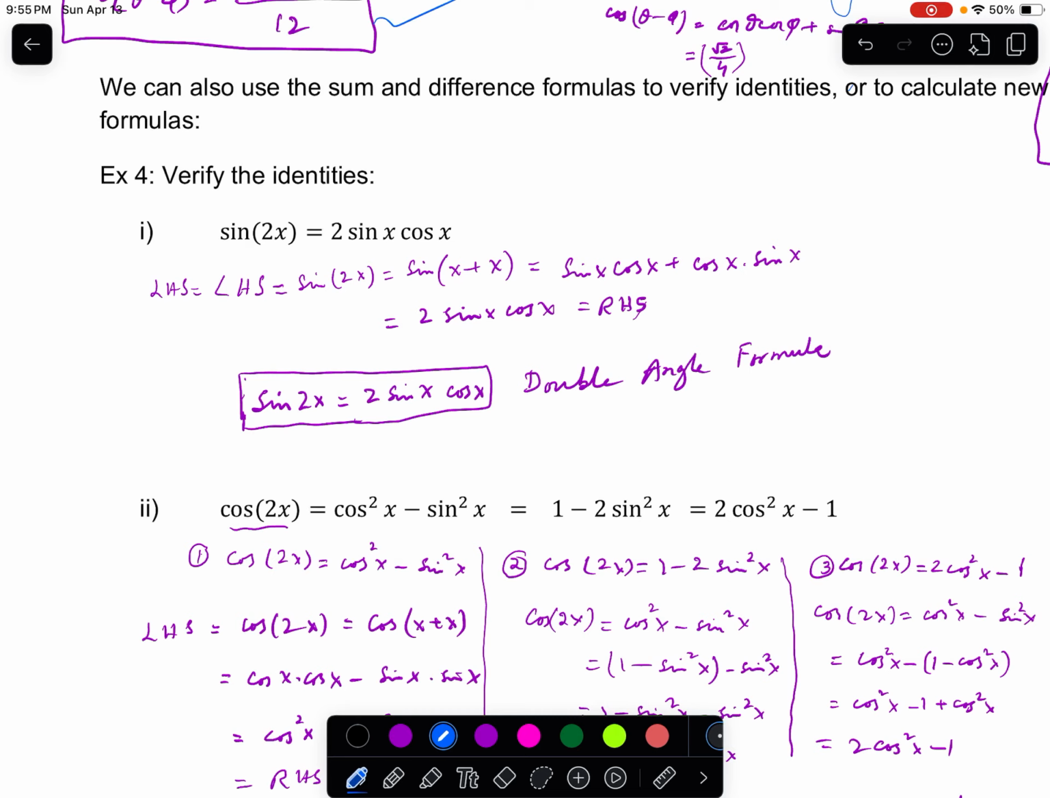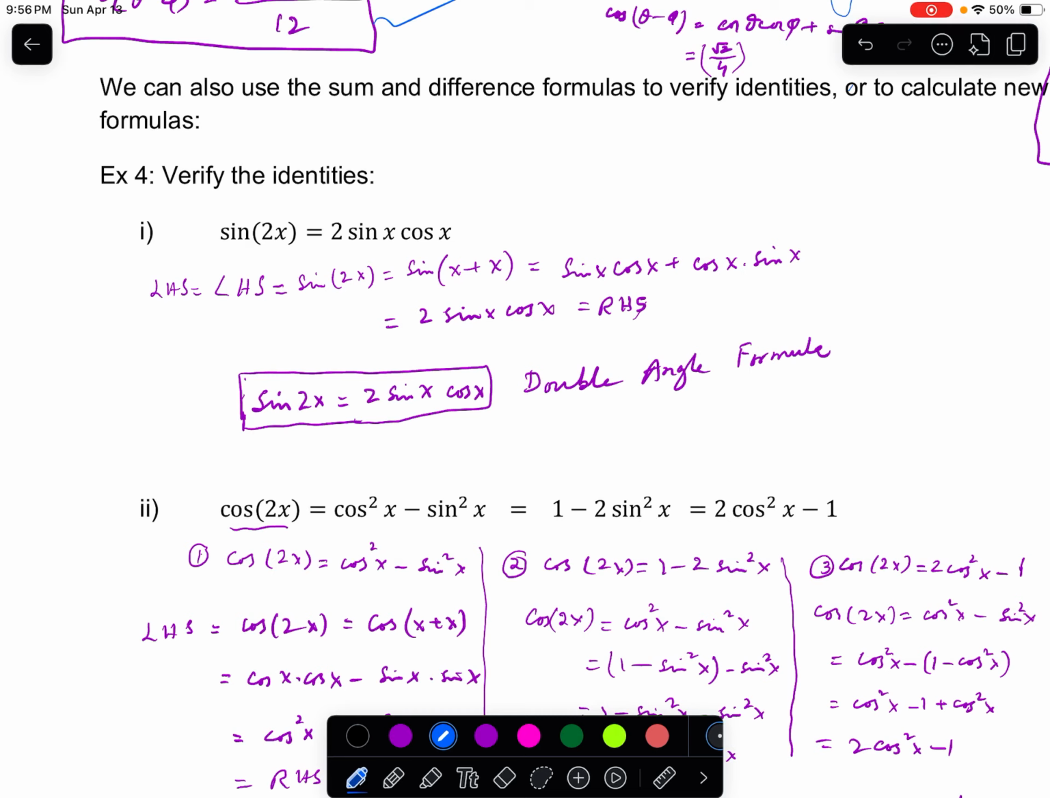Double angle formula means if we have double the angle, how do we get that? So how can we show it? How can we prove it? Well, think outside the box. 2 times x can be written as x plus x. So sine of 2x can be written as sine of x plus x.